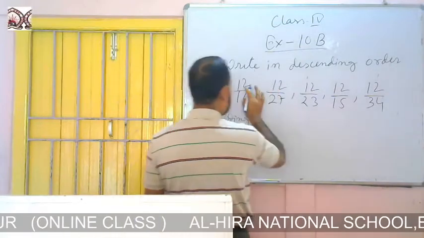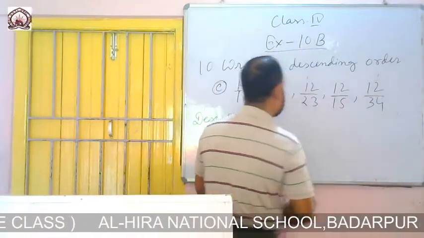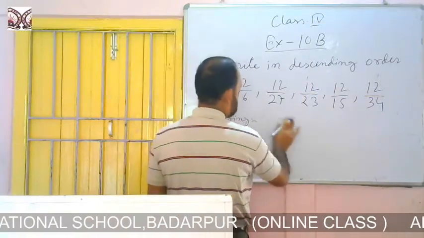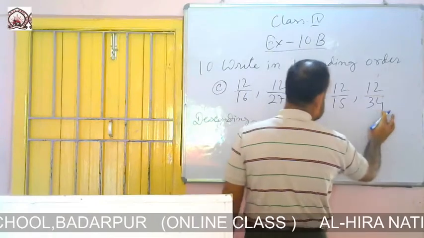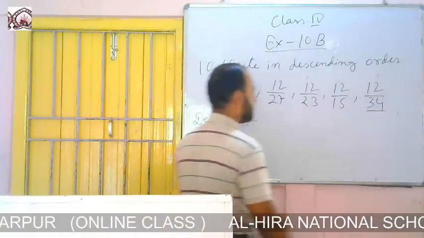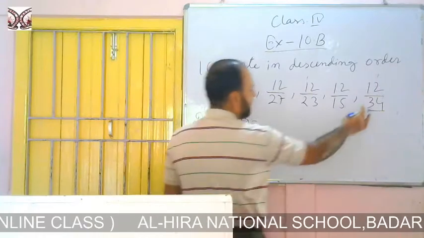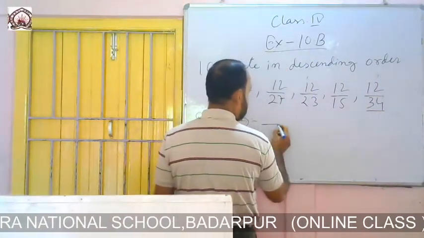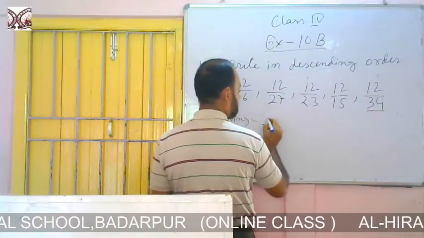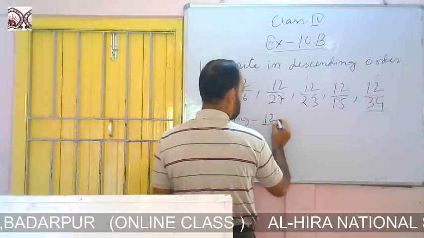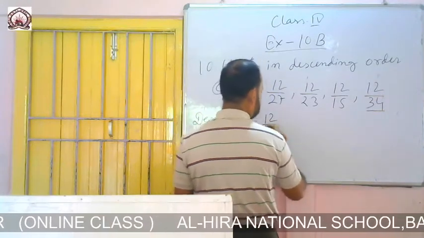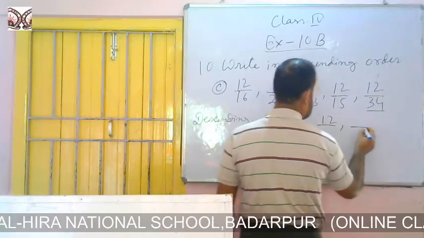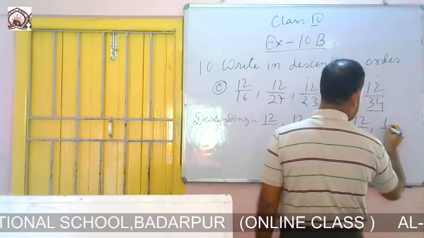We know here also all numerators are same. So the greatest denominator gives the smallest number. Here 34 is the greatest denominator, so 12 by 34 is the smallest number. So first we write all numerators, 12, 12, 12, 12.